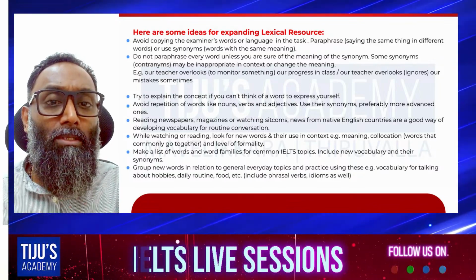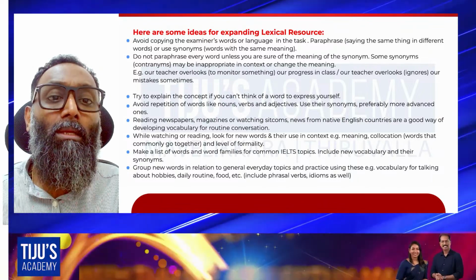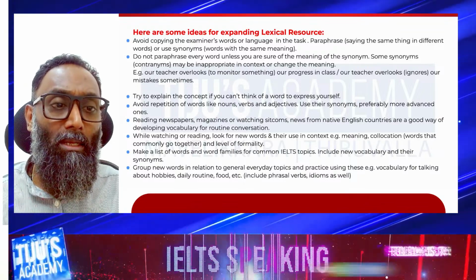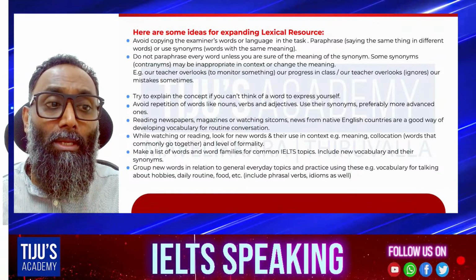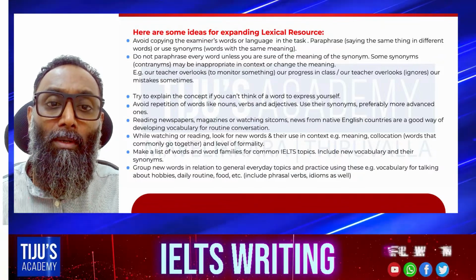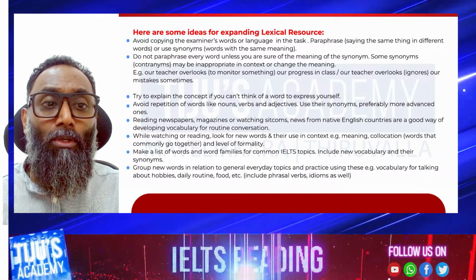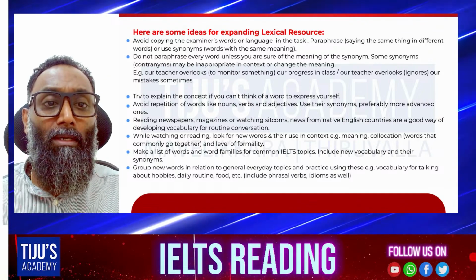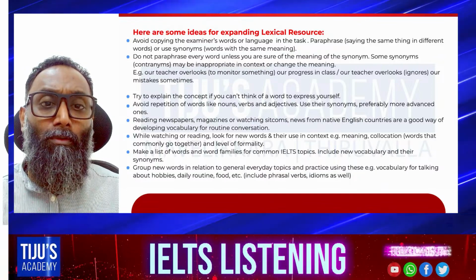Here we can understand contronyms. So our teacher overlooks, that is to monitor something, she takes care or he takes care of our progress in class. And the other one is our teacher overlooks or she or he simply ignores our mistakes sometimes. Maybe when there is a mistake she ignores it. So make sure you are using these synonyms appropriately. Do not paraphrase every word unless you are sure of the meaning of the synonym. Fair enough. Let's move over to the next tip.